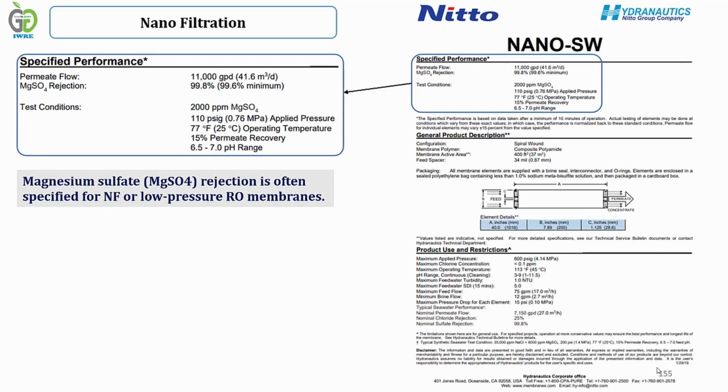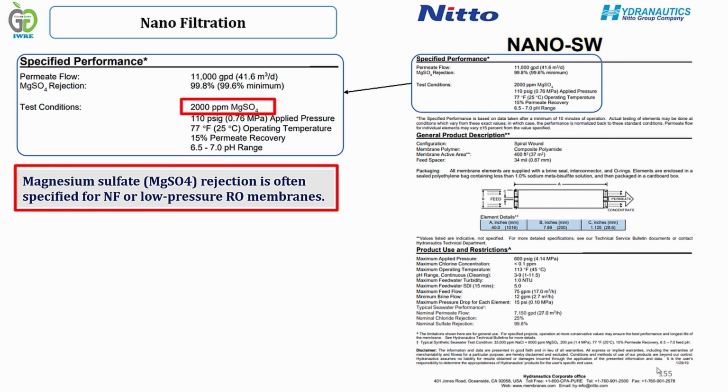This catalog is also an example for a nanofiltration module, and you can get some information that you require. As I said, magnesium sulfate rejection is often specified for nanofiltration or low pressure reverse osmosis membranes.